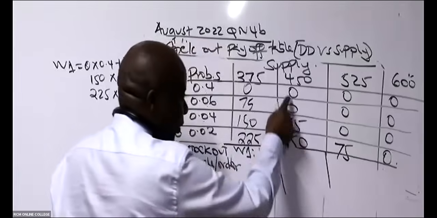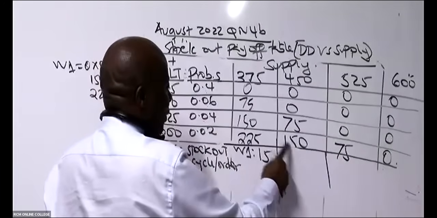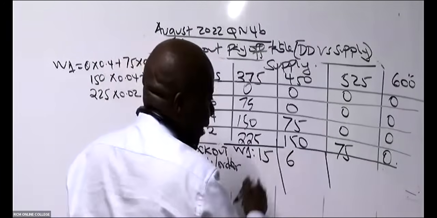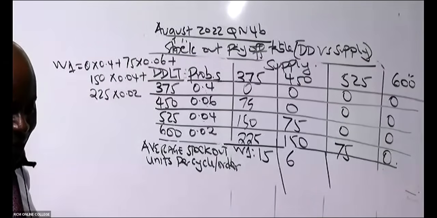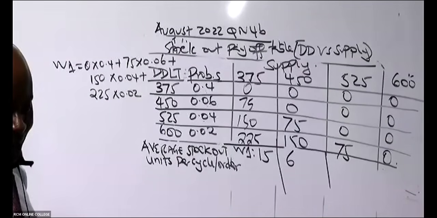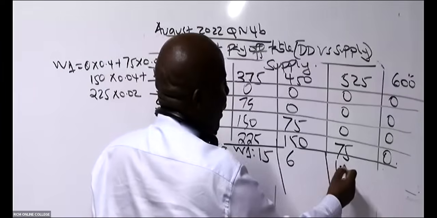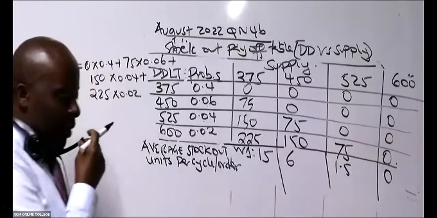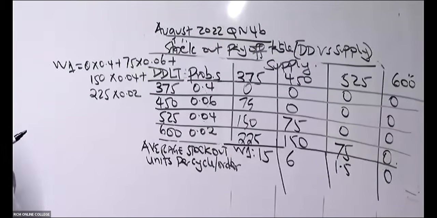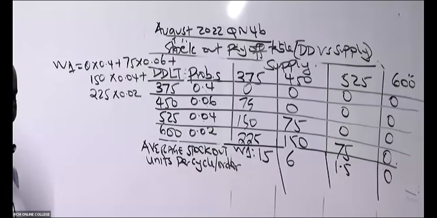You know, it's 75 because I know the others are 0. It is 75 times 0.06 plus 150 times 0.02. I think that 6 makes sense. Thank you so much. For the next one, and then of course this last one will be 0.